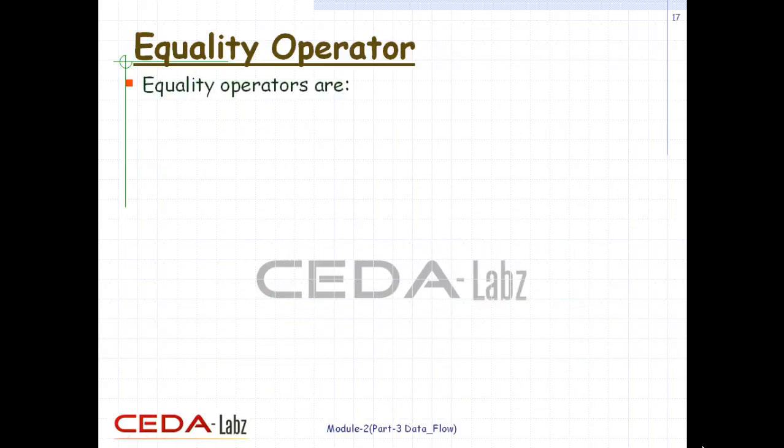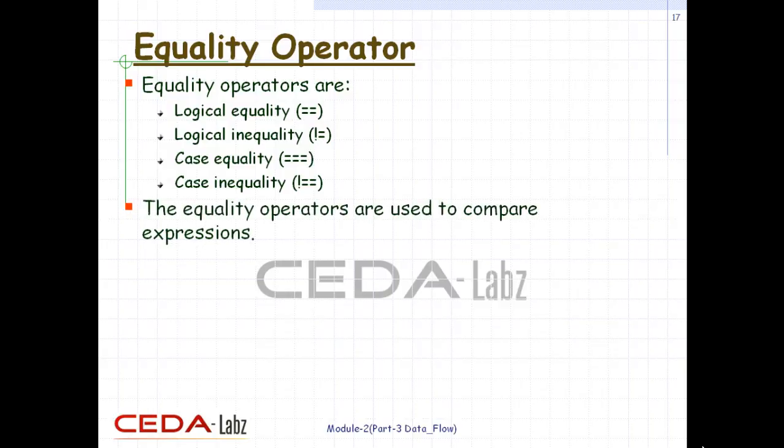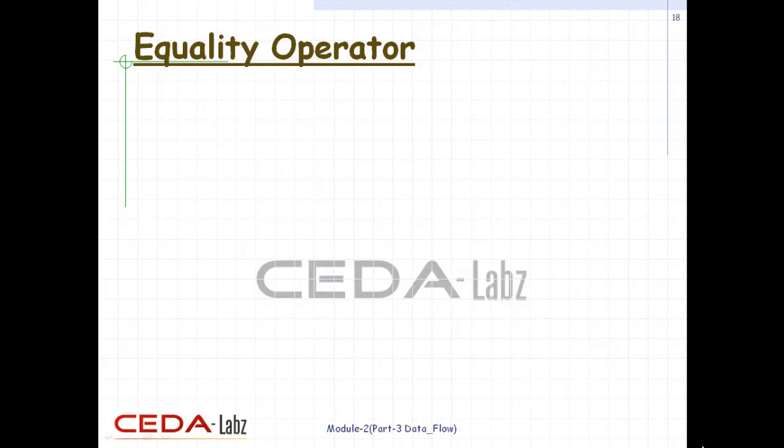Equality operators are logical equality, logical inequality, case equality, and case inequality. When used in an expression, equality operators return logical value 1 if true and 0 if false. These operators compare the two operands bit by bit, with 0 filling if the operands are of unequal length.